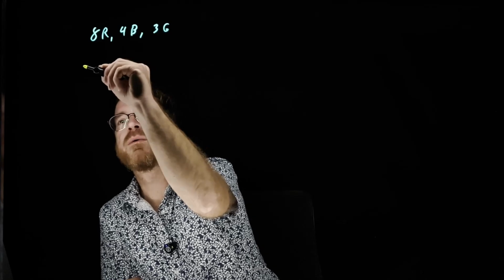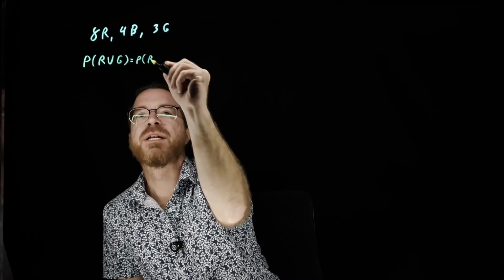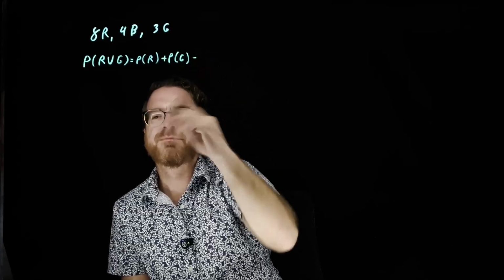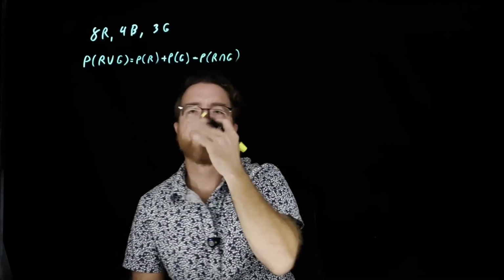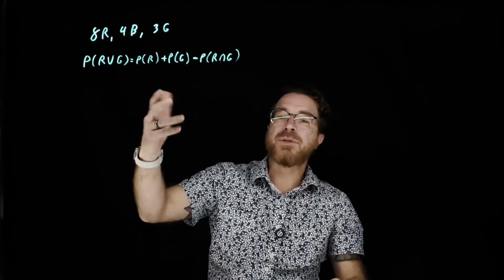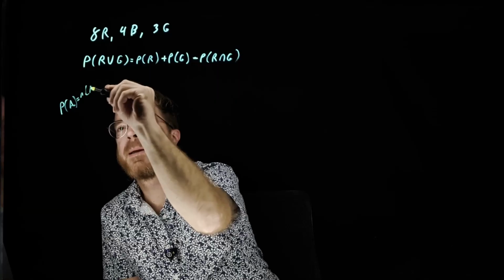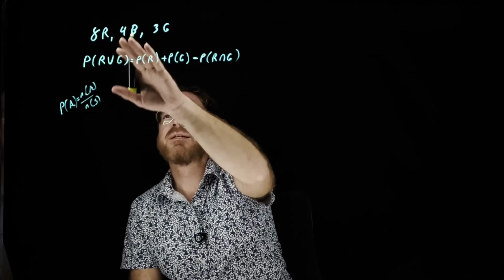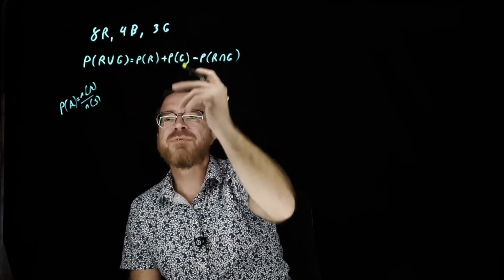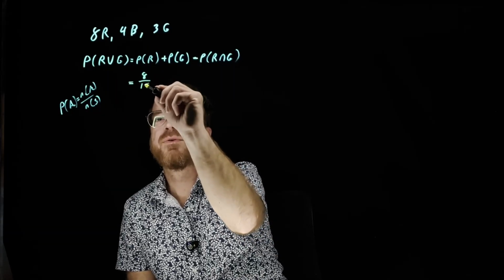So just like before, we're going to take the probability of red or green, which is going to be the probability of getting a red ball, plus the probability of getting a green ball, minus the probability of getting a red and a green ball. So my probability of getting a red ball: our probability of any outcome A is just the number of outcomes in A divided by the number of outcomes in the sample space. In this case, we have a total of 8, 12, 13, 14, 15 total balls, and there are 8 red balls. So this is going to be 8 out of 15.